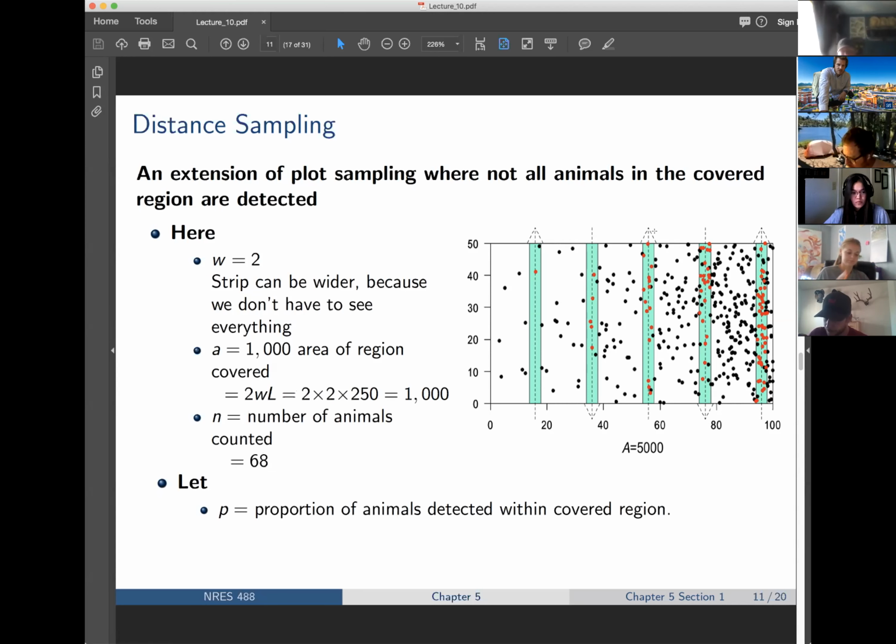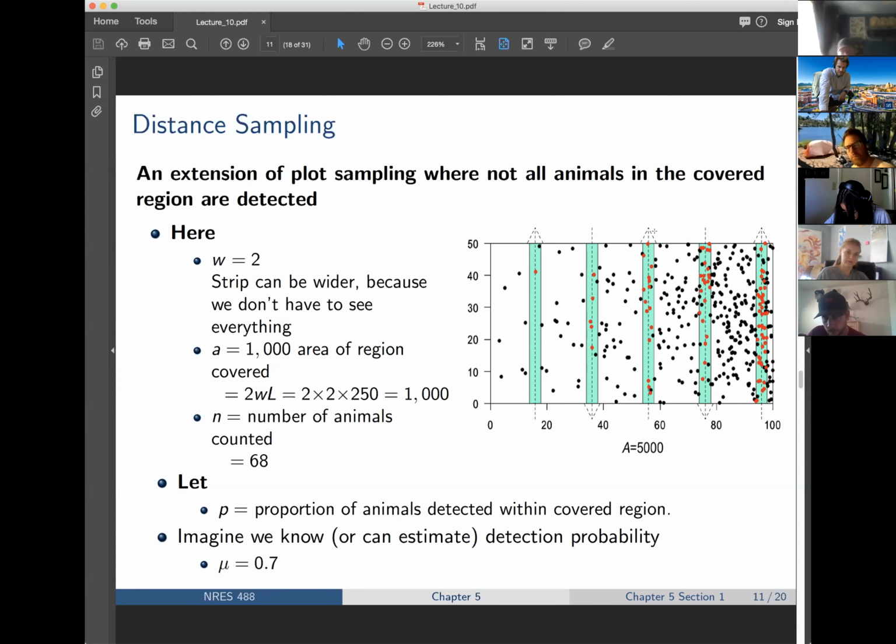P is going to be the proportion of animals detected within the covered region. It's how many of the dots are red in the green-blue area versus how many red and black dots there are in the green-blue area. So for now, imagine we know that detection probability equals 0.7. This is related to what we've already discussed in Bernoulli models, where probability of success equals some value between 0 and 1. Now let's assume that probability of success equals 0.7.